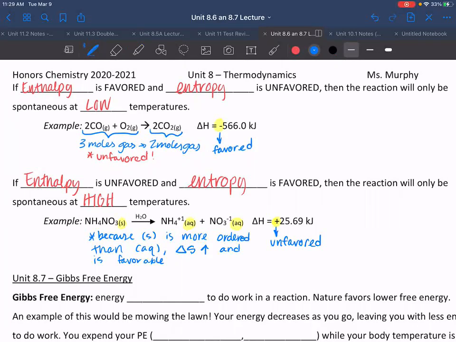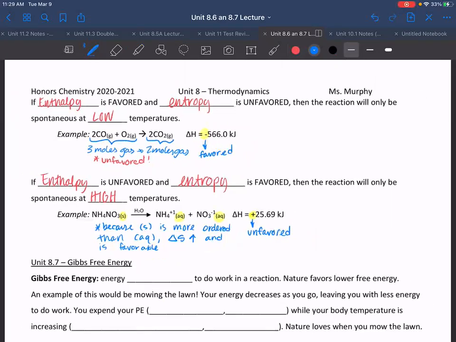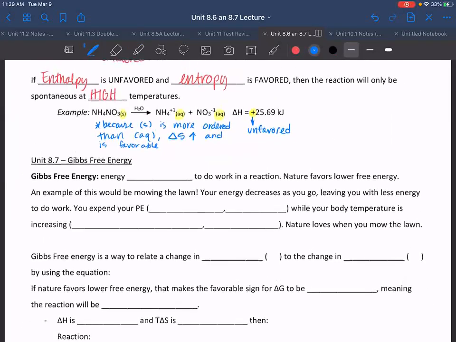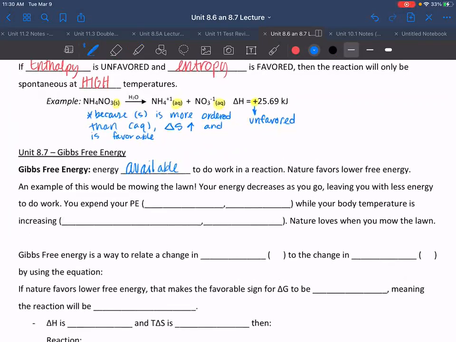Okay, we're gonna now assign math to it. So we have this term called Gibbs free energy. And what this is defined as is the energy available. I don't know. Spelling's not my forte, guys. So the energy available to do work in a reaction.